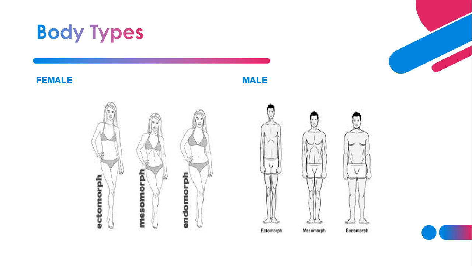Mesomorphs excel in explosive sports, that is, sports calling for power and speed. The reason for this talent lies in the types of muscle mesomorphs possess. Mesomorphs have a higher percentage of fast-twitch muscle fibers and will gain muscle mass more quickly than any other body type. Basically, your genetic makeup suits power and strength.